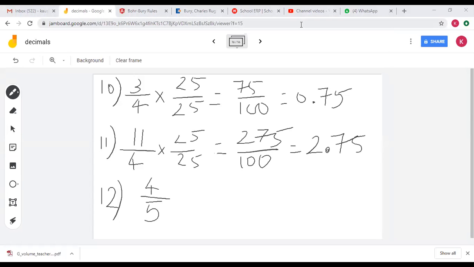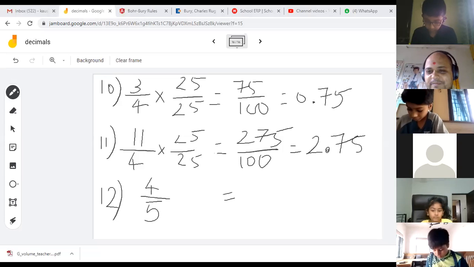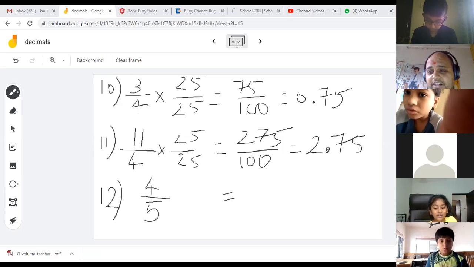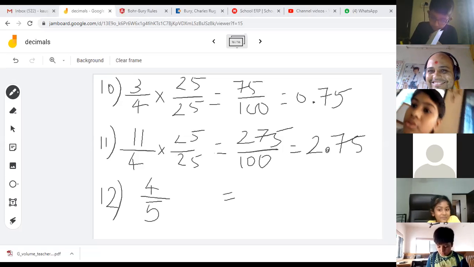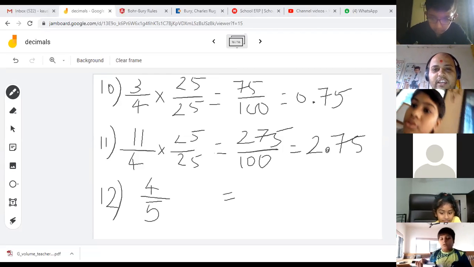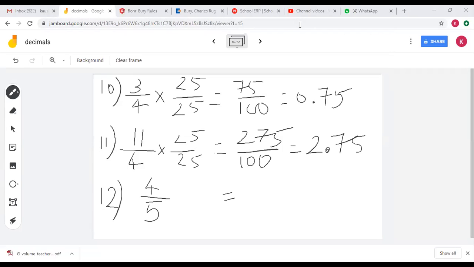Good job, everyone. Now this one, you have to convert it into decimal. Can you do it? What will be the answer here? Can 5 be converted into 10 or 100? Do it fast. Good job, Mahir, Dhwani, Jay, Jia. Very good. You can do it either by 10 or by 100. I am going to do it with 10. So 2, so it becomes 10. 8 upon 10 is equal to 0.8.